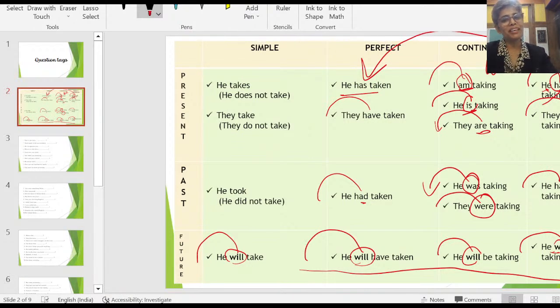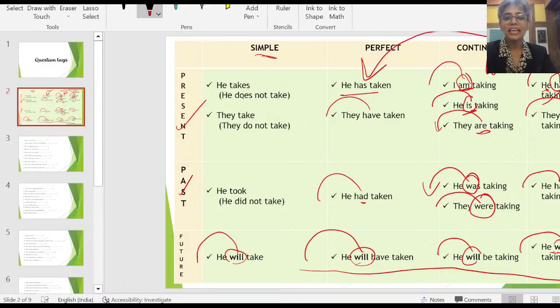Now we are left with the simple present and the simple past. It's not as simple. Generally, simple gives us a little bit more trouble. It's not always as simple as that, as the word says. So he takes. Now, always remember that even though you don't see a helping verb, there is a helping verb over here which is not seen in the positives. It is seen only in the negatives and the questions.